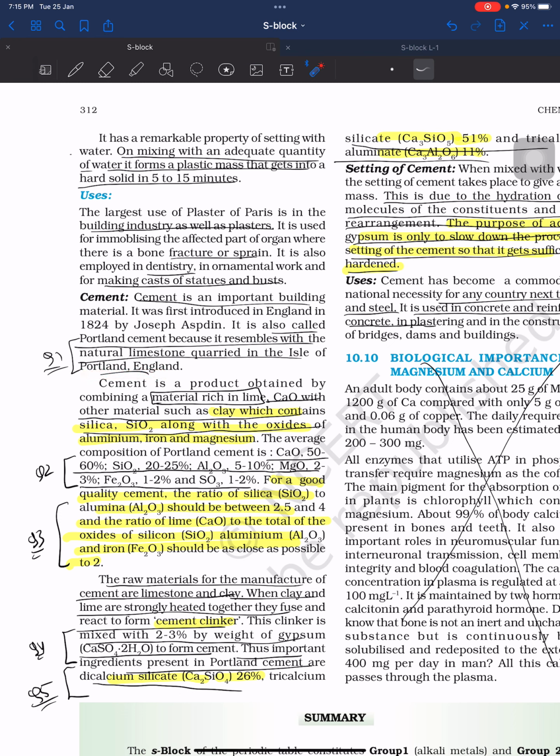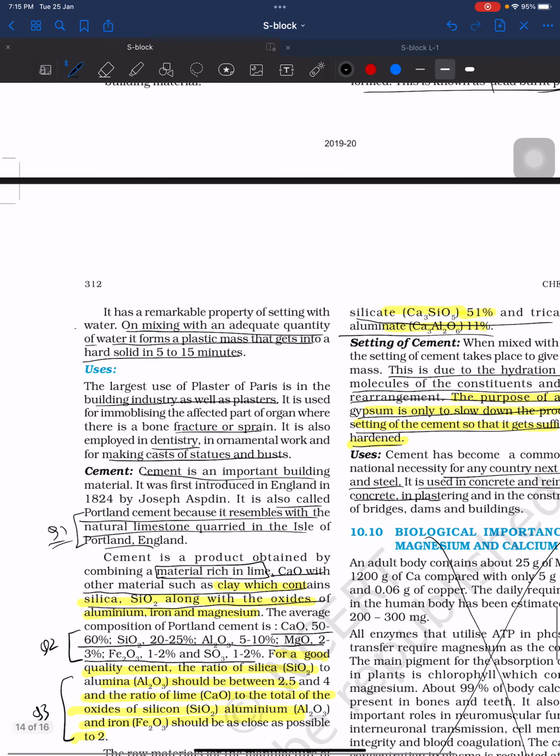Cement is a product obtained by combining a material rich in lime, calcium oxide, with other materials such as clay. So what are the contents of this cement? Cement essentially means calcium oxide, which is lime, reacted with clay, which consists of silicon dioxide along with oxides of aluminium, iron, and magnesium. So this is essentially clay.